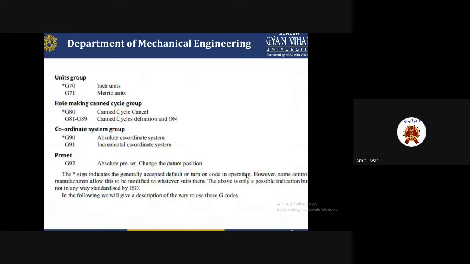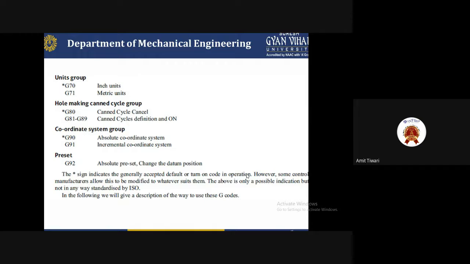Next is the units group. The units group indicates how to change the unit for a given dimension. The option for the unit is G70 for inches. This is like if you want to change the reading from mm to inches, G70 is to be set. G71 is used for metric, that is mm, to be selected for the particular machine. So these are the reasons why we are using the G code and M code.